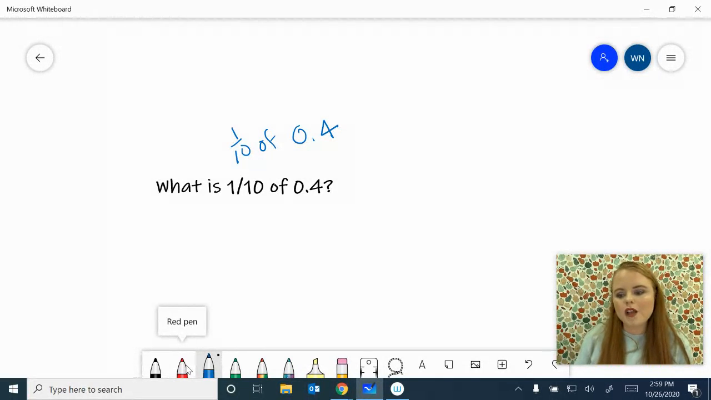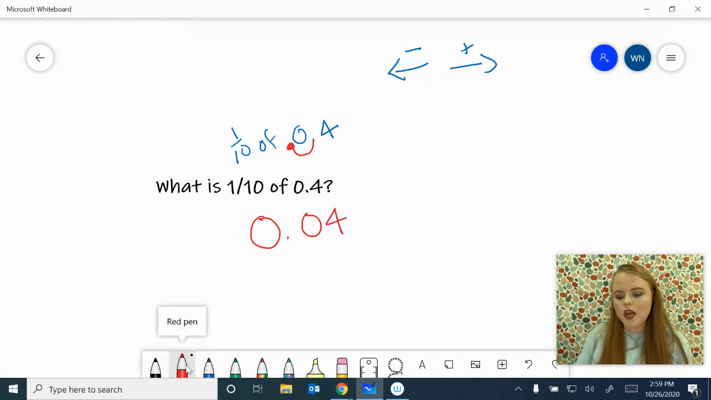So if we're looking for a smaller number, just like when we went right, we went up, if we're going left in order to go down. So all we're going to do is move that decimal point 1 to the left. So our answer would be 0 and 4/100ths instead of 4/10. So we would read this as 0 and 4/100ths is 1/10 of 4/10. That was a lot of words. Let's do a couple more.